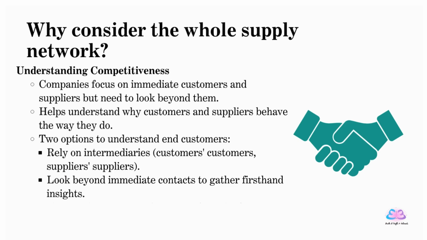Now, why consider the whole supply network? Understanding competitiveness, companies focus on immediate customers and suppliers but need to look beyond them. It also helps understand why customers and suppliers behave the way they do. Now, there are two options to understand end customers. The first one is to rely on intermediaries like the customers and suppliers. And second is to look beyond immediate contacts to gather first-hand insights.